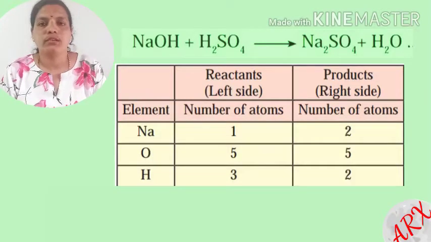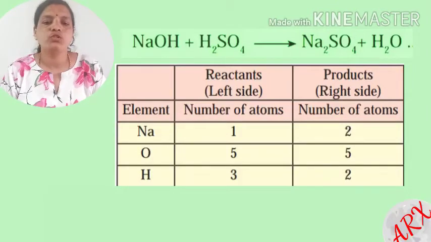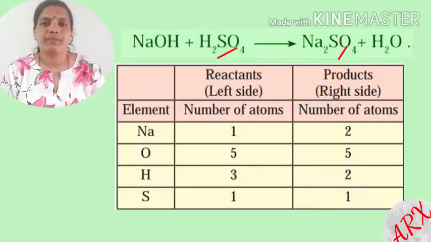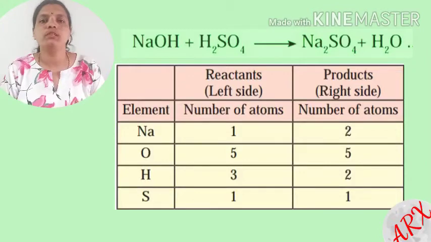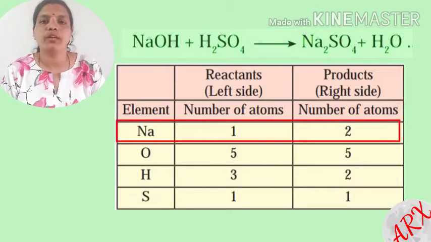Then hydrogen: left hand side is 3 and right hand side is 2. Then sulfur: both sides it is 1. Now we observe, and we come to know this reaction is an unbalanced reaction. So for balancing of the reaction, we have to choose the element which has an unequal number in the reaction. So we will select sodium.